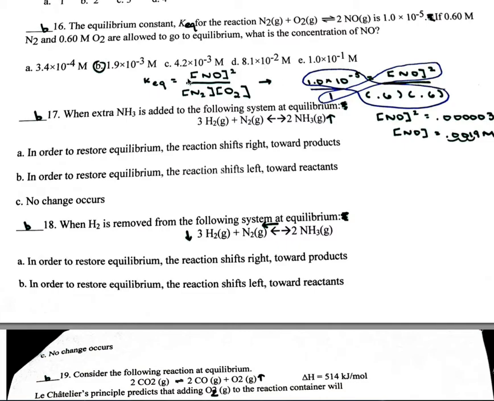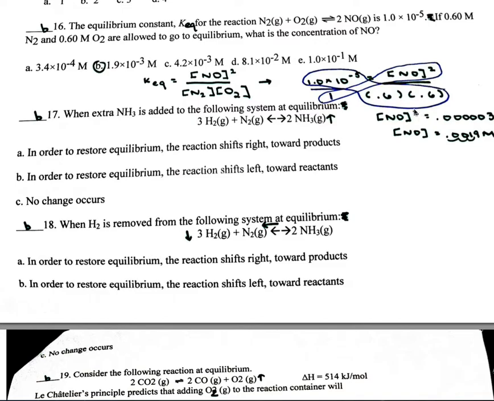Now, I know KEQ, it's 1.0 times 10 to the negative fifth. That equals NO squared, because I don't know that concentration, all over 0.6 times 0.6. I'm going to cross multiply, so 1.0 times 10 to the negative fifth times 0.6 times 0.6 equals NO squared.